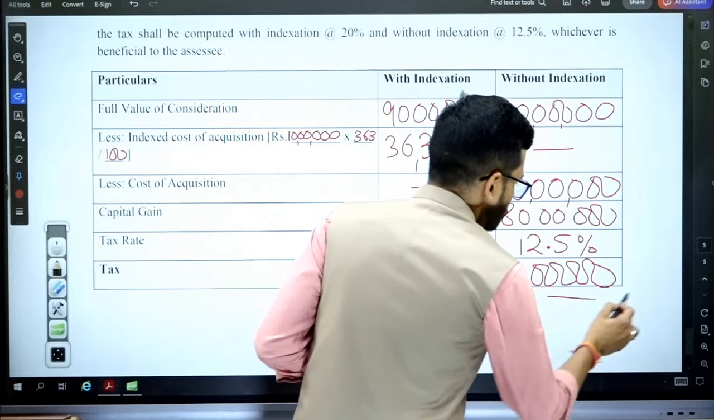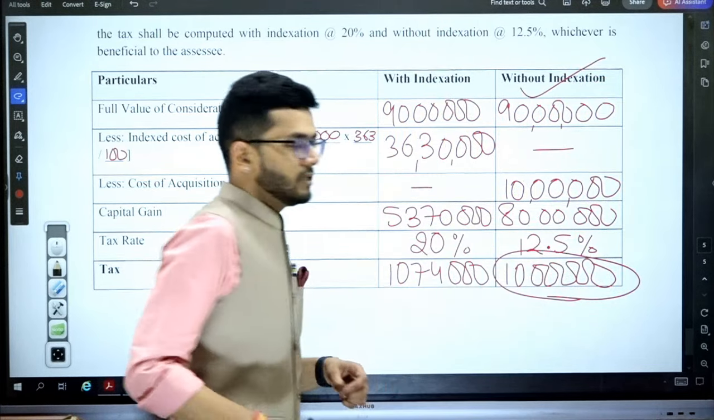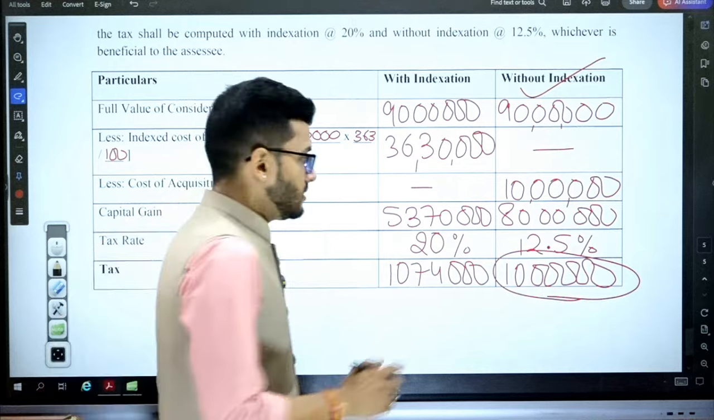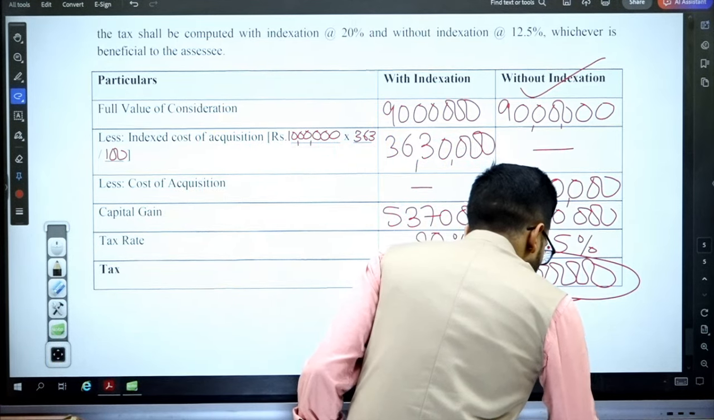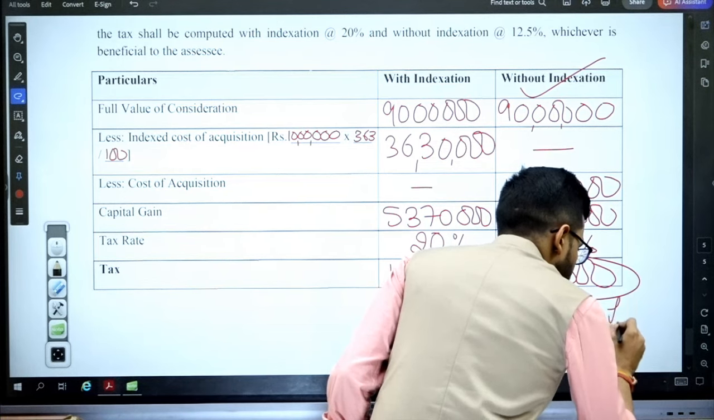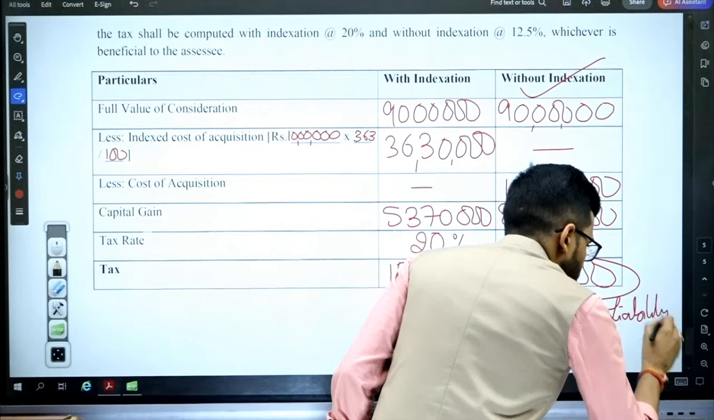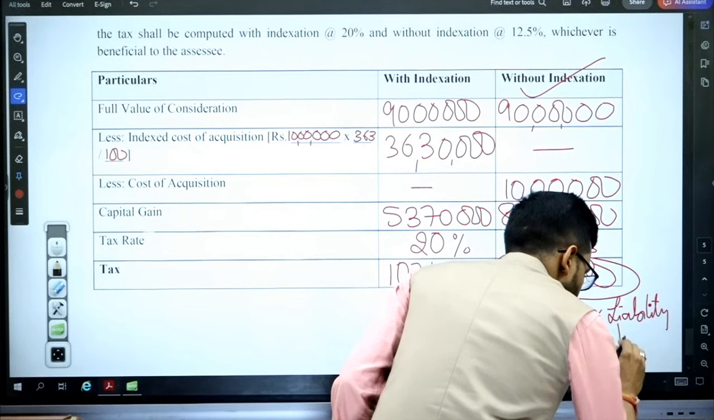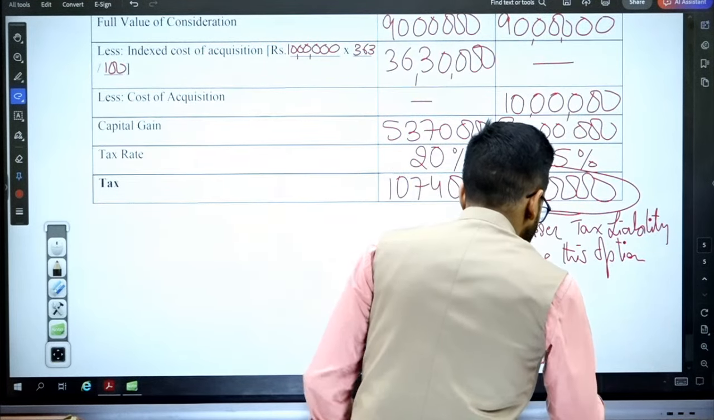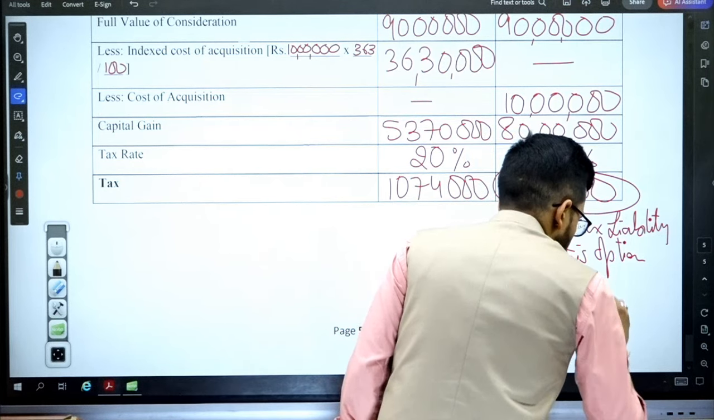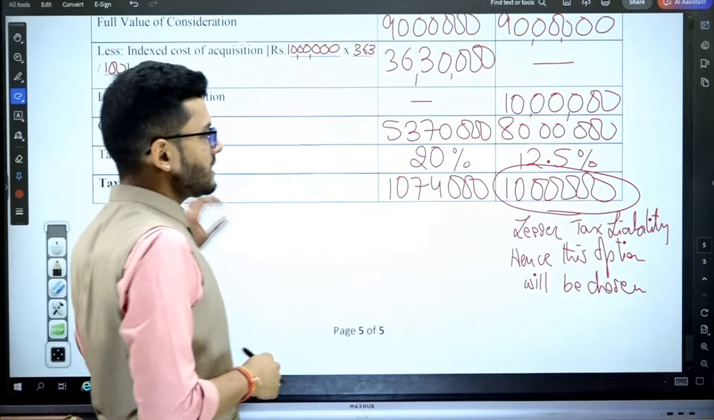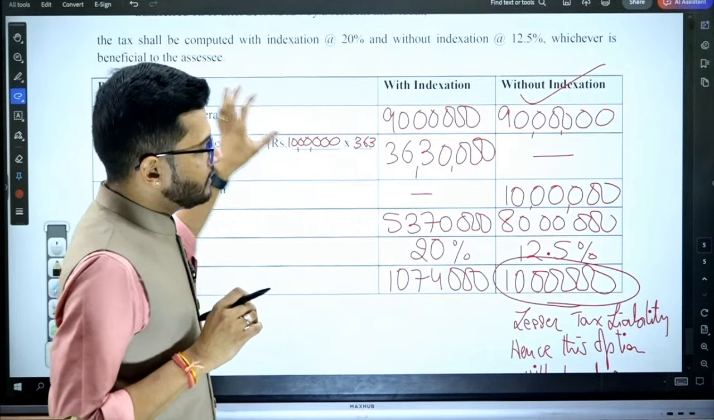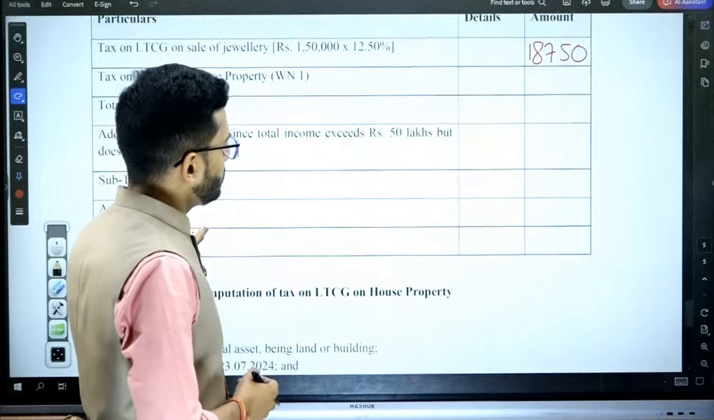So what will I choose? I will choose this option, because there is lesser tax in option number 2. So please write over here, lesser tax liability, hence this option will be chosen. So I'll take the value without indexation and I'll use the tax rate of 12.5%. That is how I'm going to compute it.